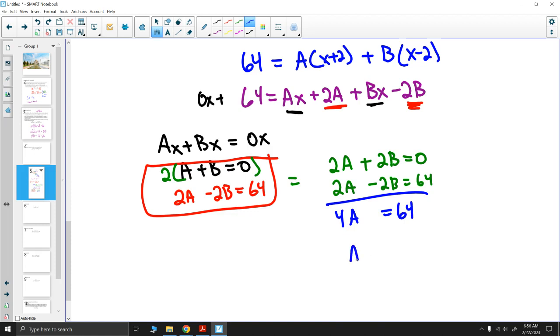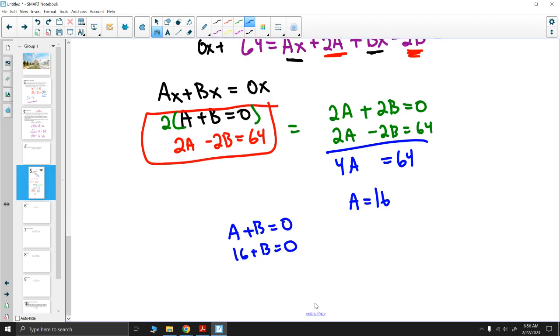So that tells me then that a is equal to 64 divided by 4, which is 16. All right. So we have a is 16. Now we plug it into our other one. We know that a plus b equals 0. So that means 16 plus b equals 0. So that tells me then that b must be negative 16.